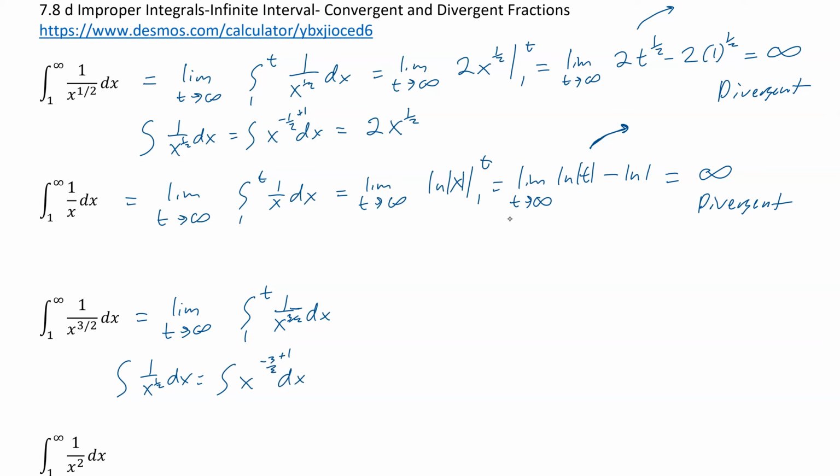And again, we're going to add 1, which means this would be negative 1/2. So we end up with x to the negative 1/2. And if you flip that, we get negative 2. So this is the limit as t approaches infinity of negative 2 x to the negative 1/2, from 1 to t. Now, if you remember with negative 1/2, that means it's a denominator. So when I plug t into it, it's going to look like this.